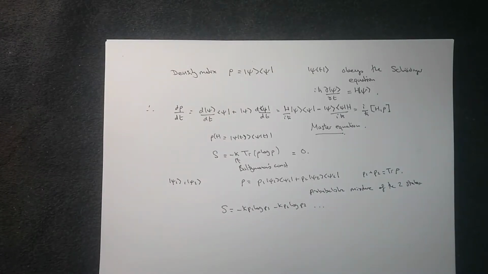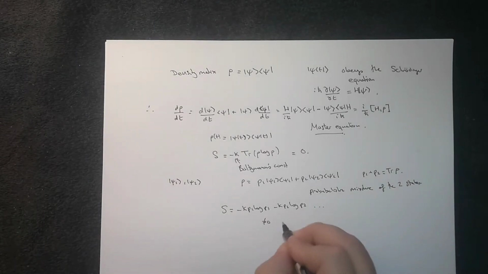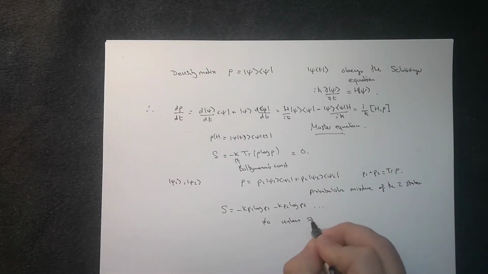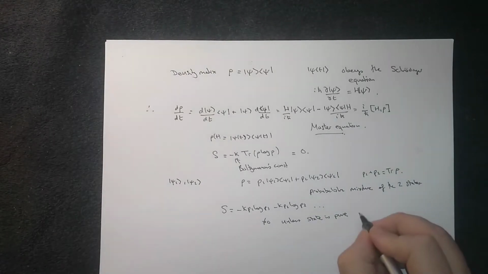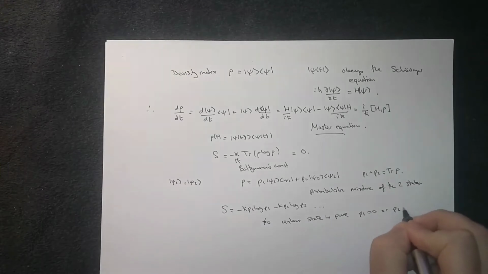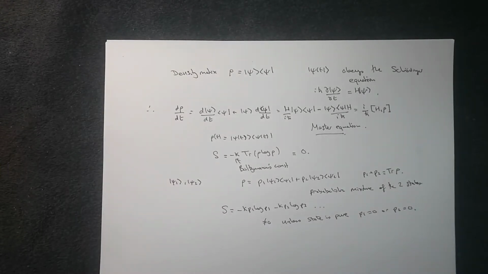And we could have a density matrix which represented a probabilistic mixture of an arbitrary number of states if we so choose. This thing is in general not zero unless the state is pure, which would correspond to P1 equal to 0 or P2 equal to 0 in this case. By using a density matrix formalism, we can allow pure states to evolve into mixed states, and that is the strength of using this formalism over the Schrödinger equation.